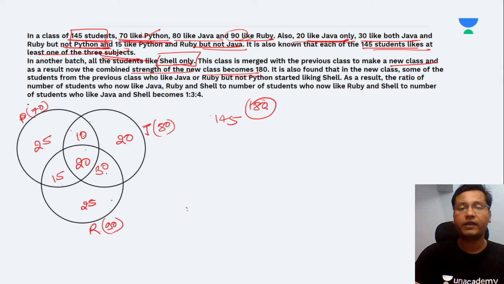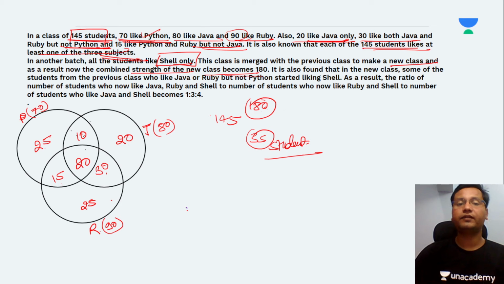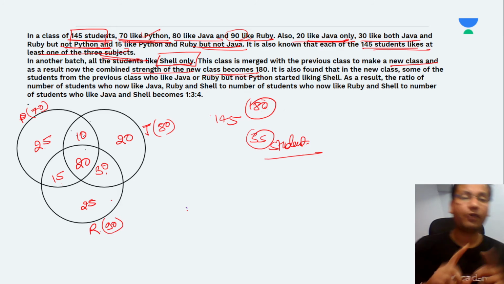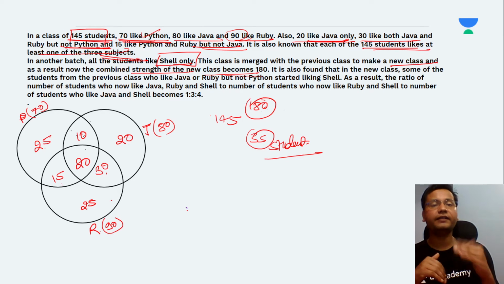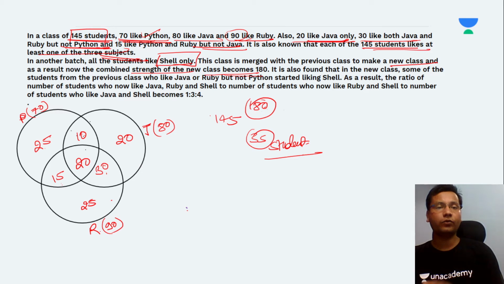नए वाले बैच में 180 minus 45, that is equals to 35 students. 35 students. Okay, 35 students. Now that means what, guys? Now we have 4. If you'll see now, once you have started reading the second paragraph, you'll get to know that there is Python, Java and Ruby as well as Shell.